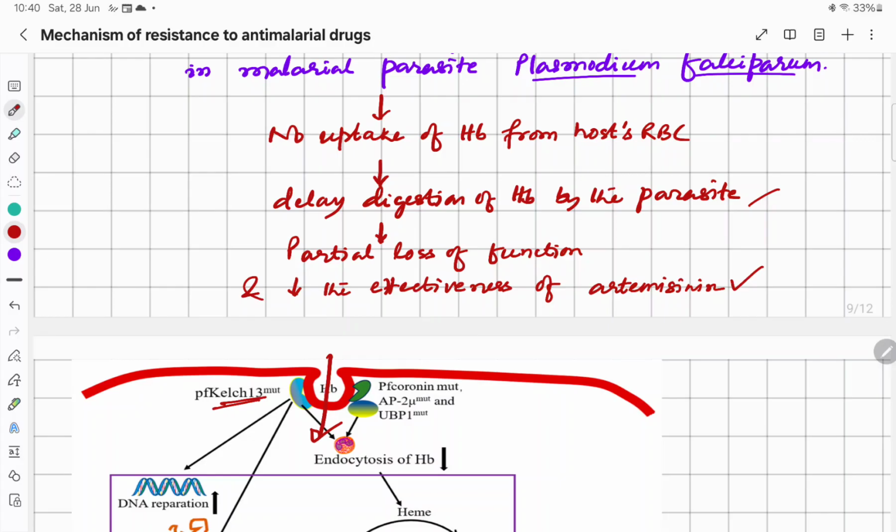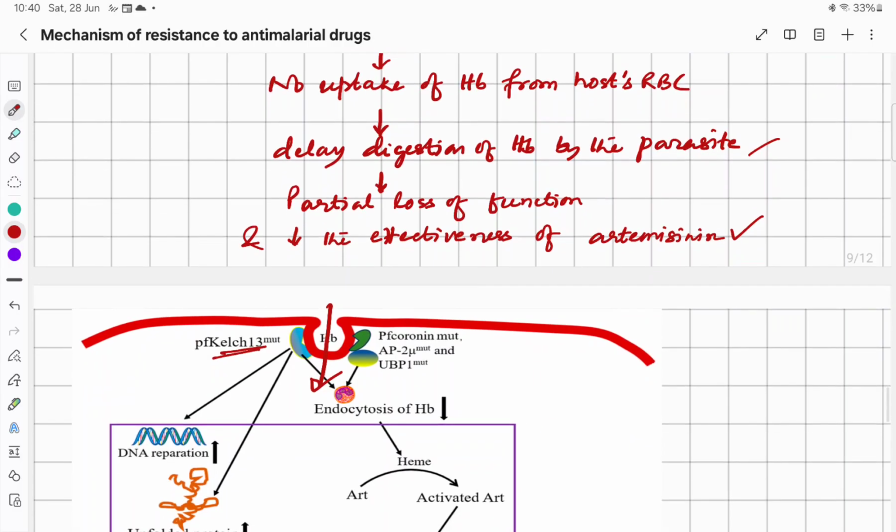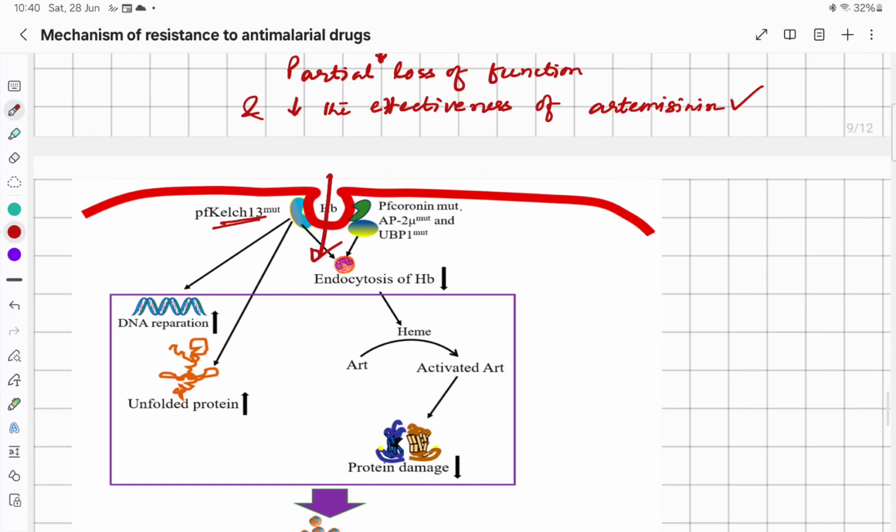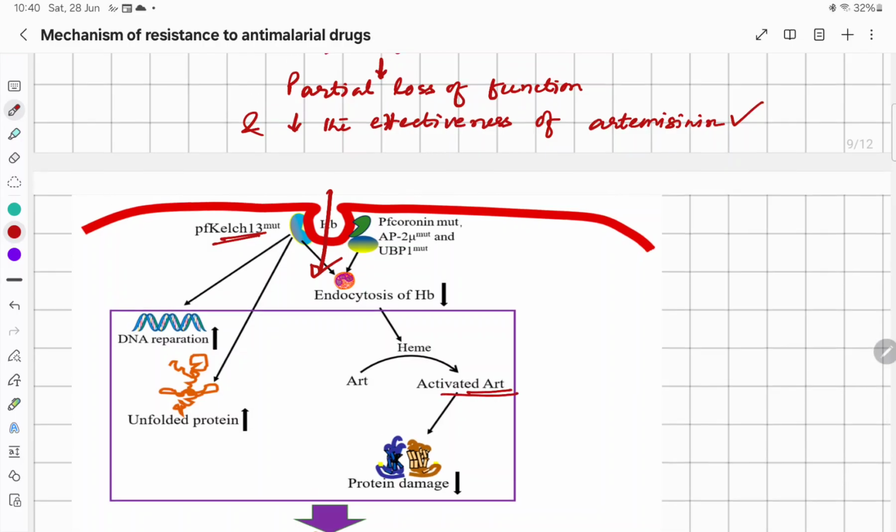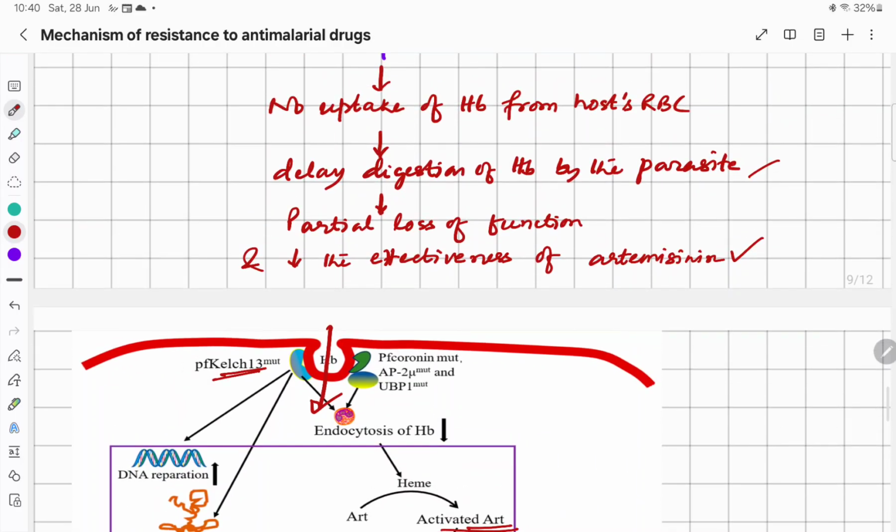its activation, and because artemisinin alkylates the heme, there will be formation of the artemisinin and hematin adduct. So that activation of artemisinin is not possible, so that will cause resistance to artemisinin.